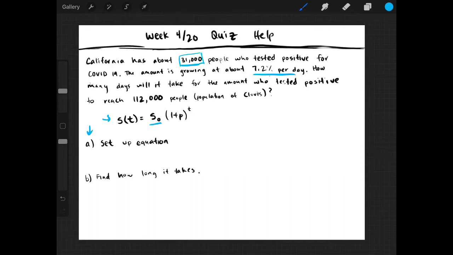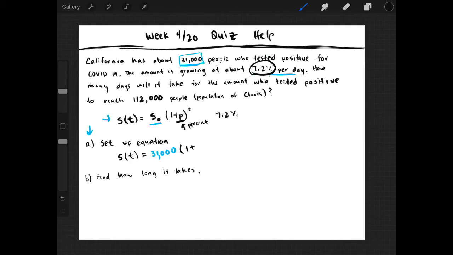So we don't know S of t yet. Equals, I'm going to say 31,000, because that's how many we have. And now we can fill in the rest, right? Now let me get back to black here, sorry. 1 plus that p right there, it stands for percentage. Like what percent are we growing at? And our percentage is right there, 7.2%.